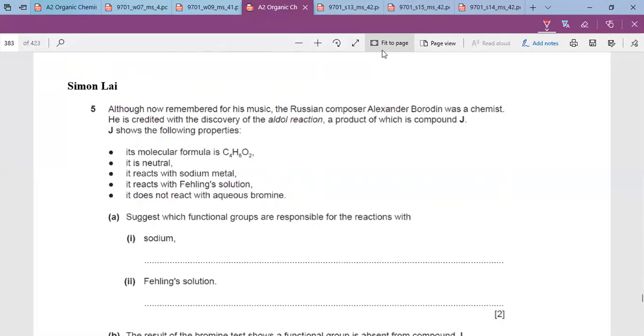Question again. Although now remembered for his music, the Russian composer Alexander Borodin was a chemist. He is credited for the discovery of the aldol reaction. We did this before, it's called aldol condensation. Remember? A product which is a compound J. J has the following properties. So what is J? Its molecular formula is this one here. I'm going to write it here because later I will draw a lot of things here.